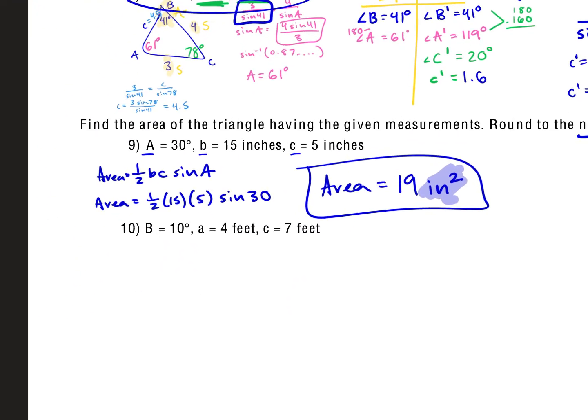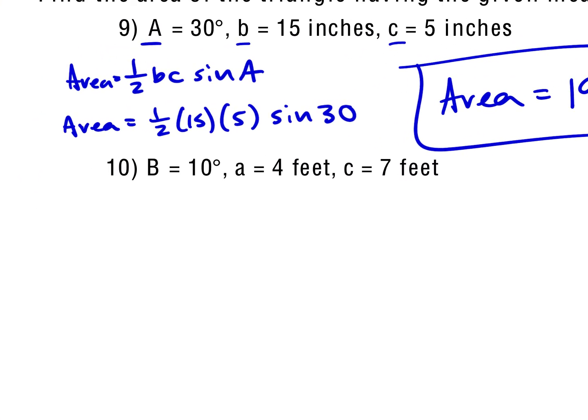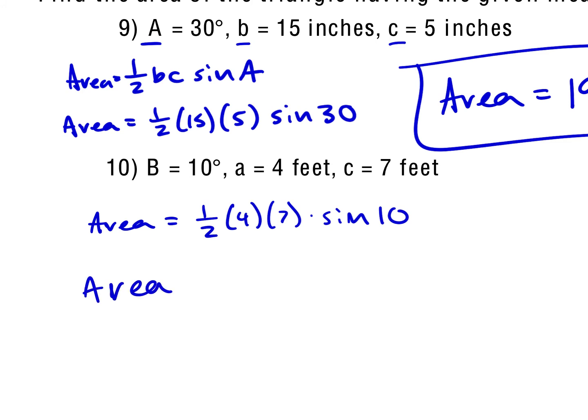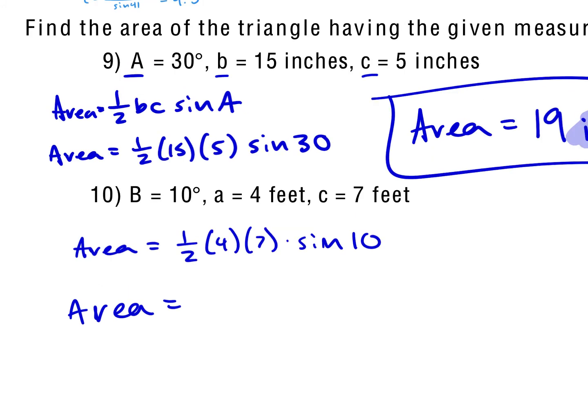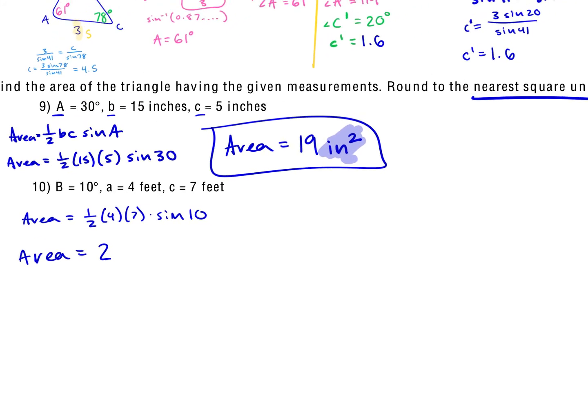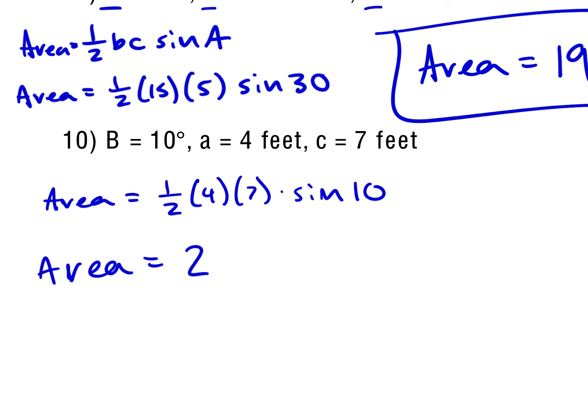All right, let's do an area one. So our area formula is... Are we going to be given the formula? Yes, you're going to be given all the formulas. So 1/2 A times C, so 4 times 7 times sine of B, which is 10. And then we put this into our calculator. So what do we get for the area? The area is 2.4, but it says round to the nearest square unit, so 2 feet squared.